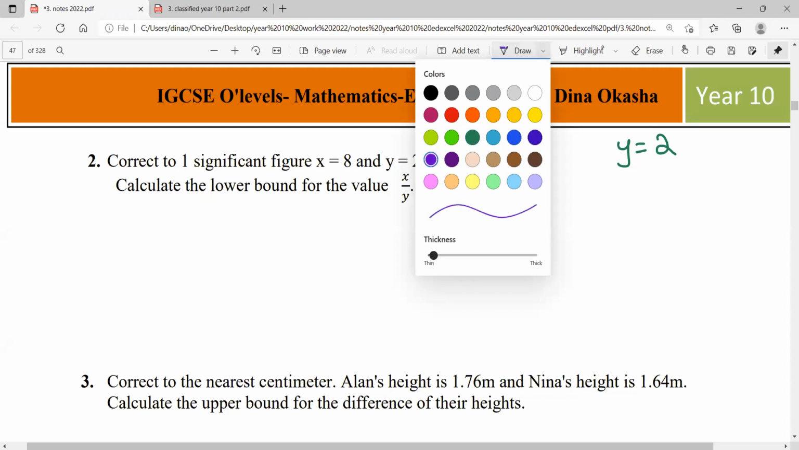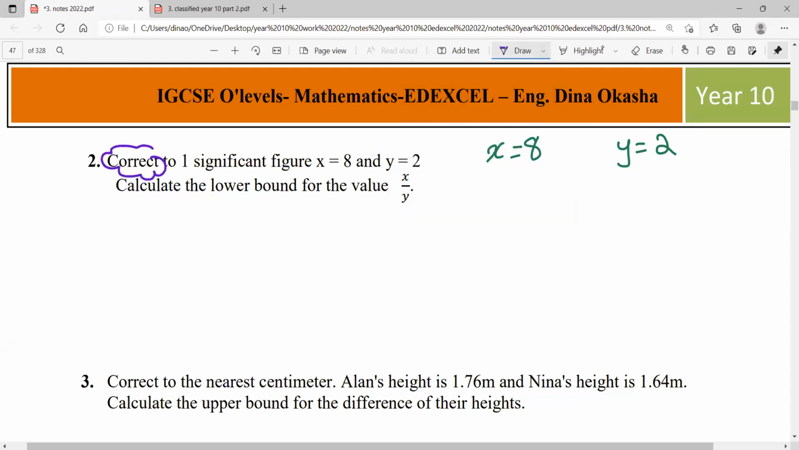So again, let's do it. How to find the bounds. Look for the place value after the word correct, which is the first significant figure. Both numbers have one significant figure only, which is the units. The value of the units is 1. So the bounds immediately, as we said, this value you divide by 2. So upper, lower, upper, lower.